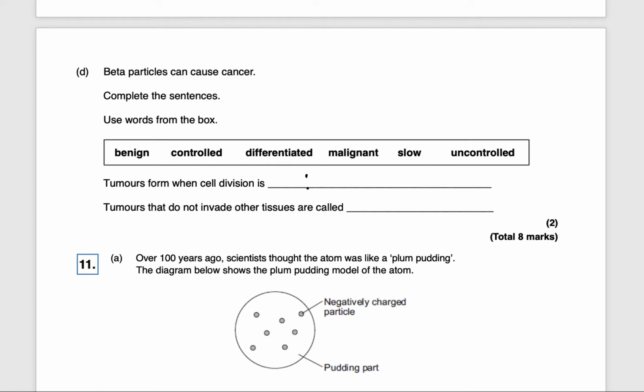Cell division is uncontrolled. And tumors that do not invade other tissues are called what? Remember, there's 2 sorts, benign and malignant. Benign ones are the ones that invade a specific tissue. So that's going to be benign. And that would be 2 marks.